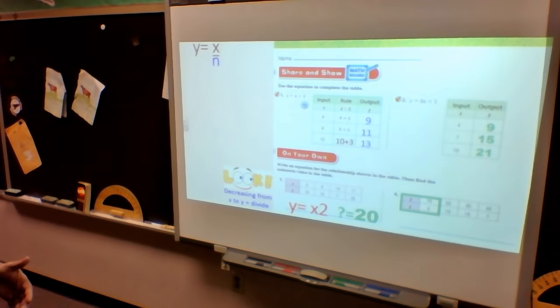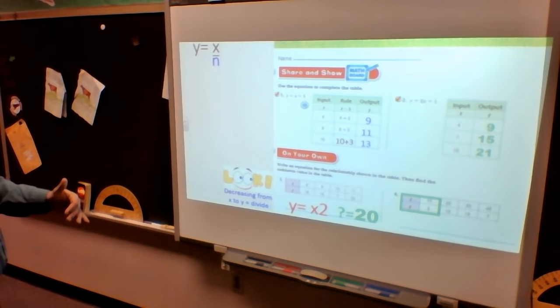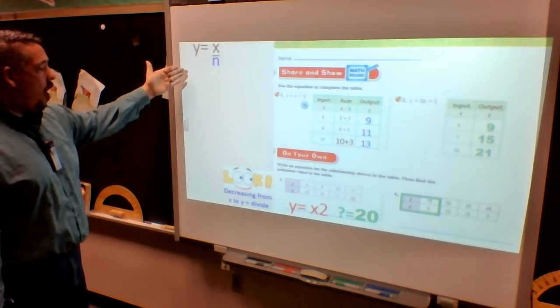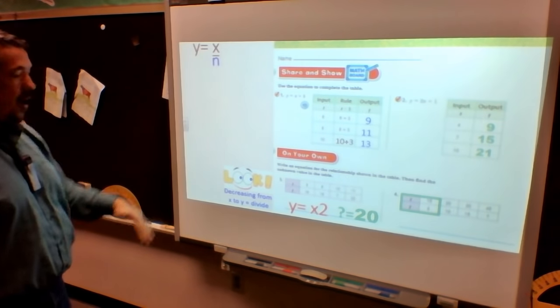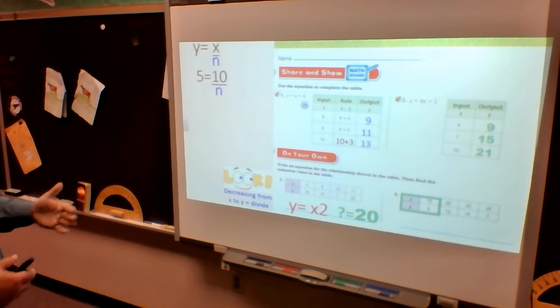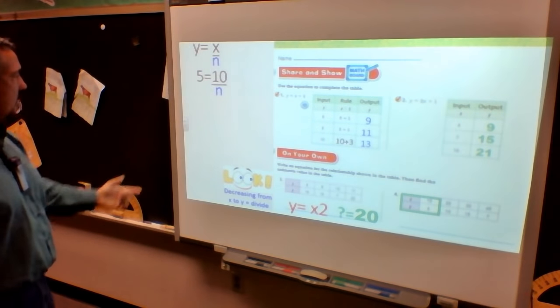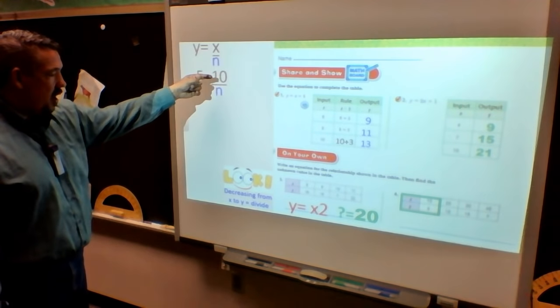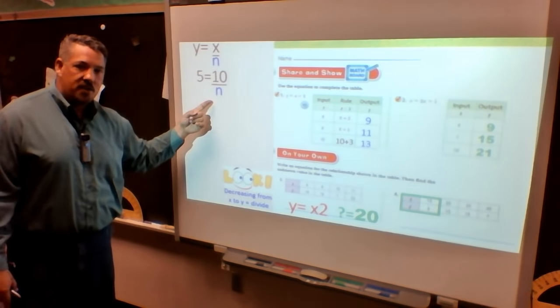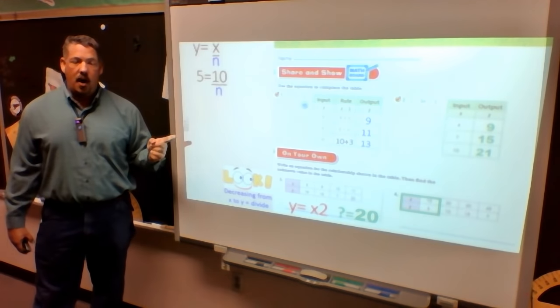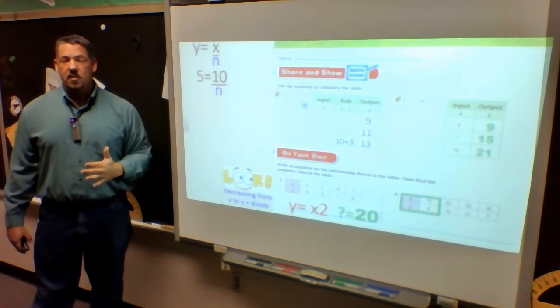But look what happens. If I say, well, I'm going to divide, and therefore y, my output, is equal to my input of x divided by some missing number, and I plug in the information I'm given, I know that 5 is equal to 10 divided by n. Now wait a minute. We haven't done a single problem like that in all of the time that we've done opposite function on the opposite side.